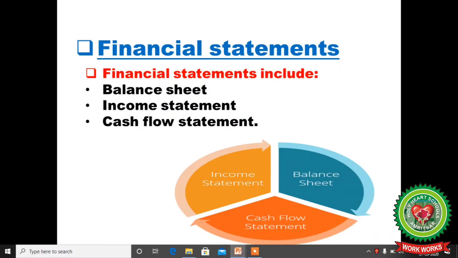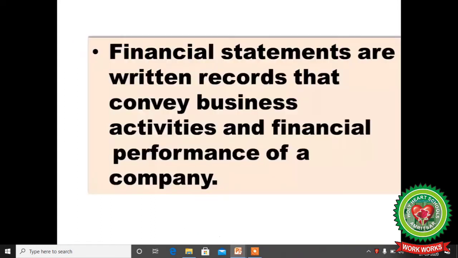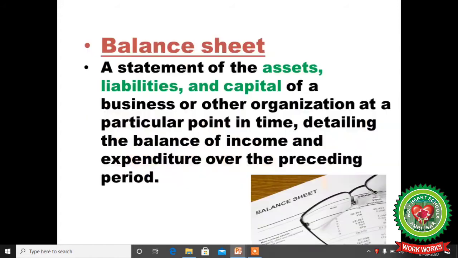Now the introduction, financial statement. Financial statement includes the balance sheet, income statement and cash flow. So what is financial statement? Financial statements are written records that convey the business activities and financial performance of a company. So financial statement is also used as a proof because these are totally written records available. Okay, and it also shows the performance of the company for a particular year.